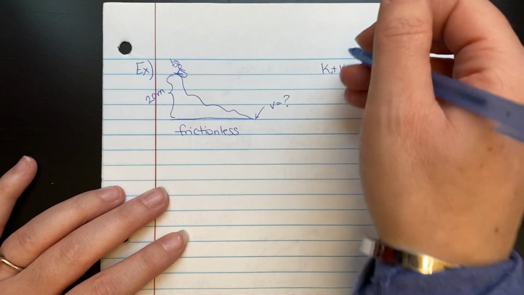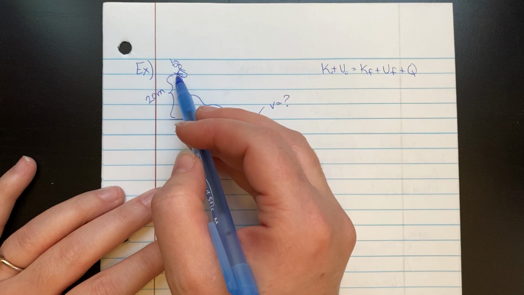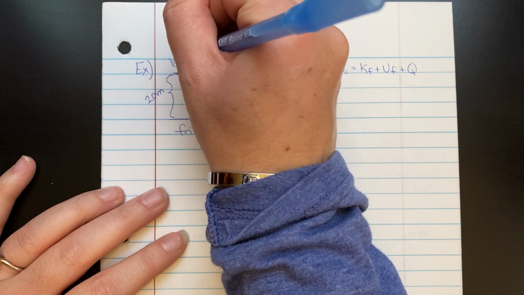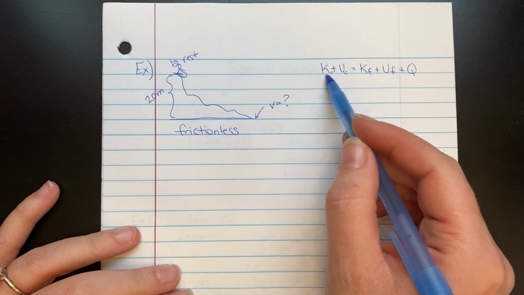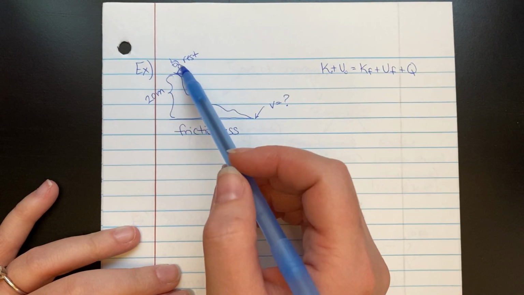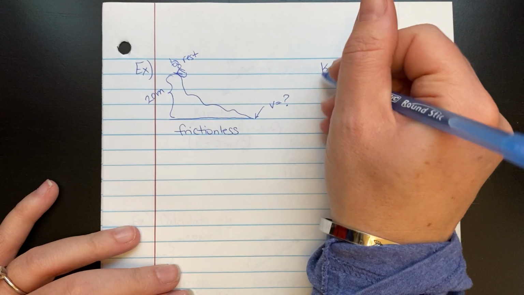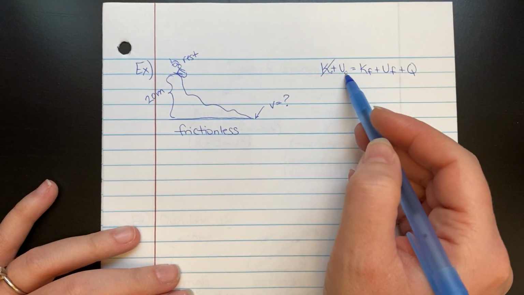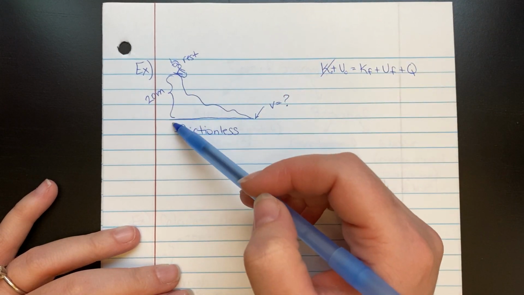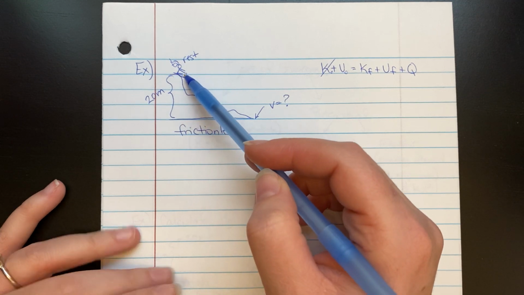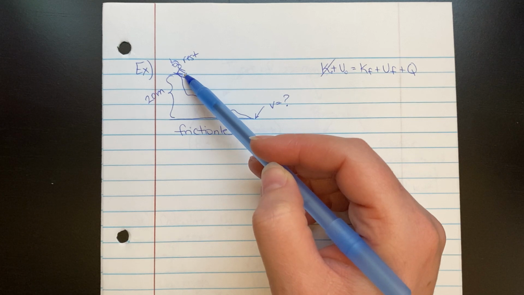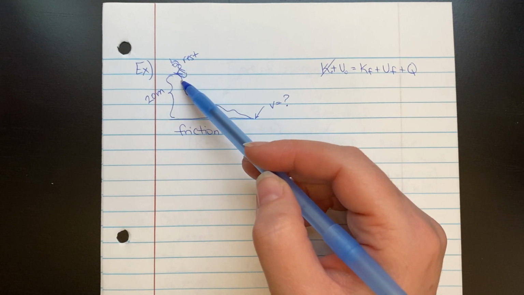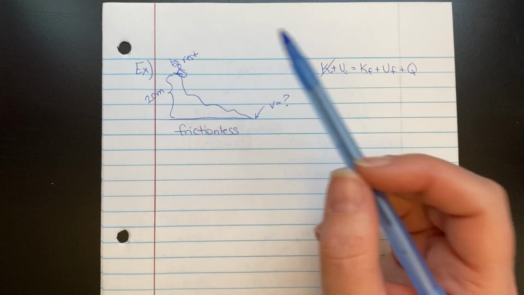So first thing we're saying to ourselves is, say that this person starts from rest. So is there initial kinetic energy? Well, initially she's starting from rest, so no. Is there initial potential energy? Yep, she's at a height. What type of potential energy does she have? Gravitational or elastic? She has gravitational potential energy because she's at a height.